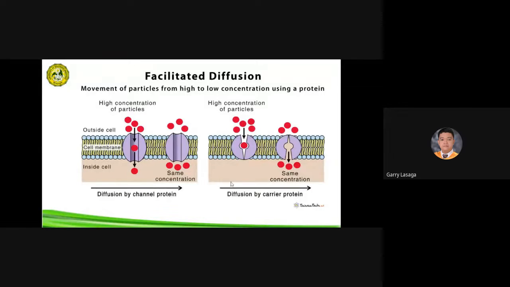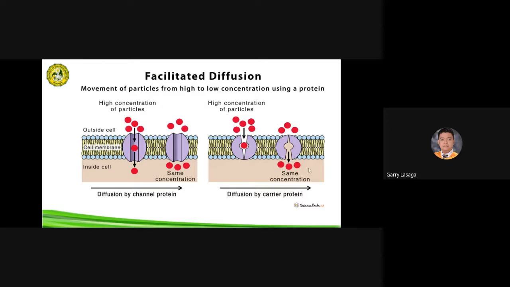And we also have here an example of facilitated diffusion that is made possible by the presence of carrier protein in the membrane. So the difference between the two is that for the channel proteins, usually the molecules will readily pass through the channel protein until the equilibrium in the concentration of the molecule will be achieved.